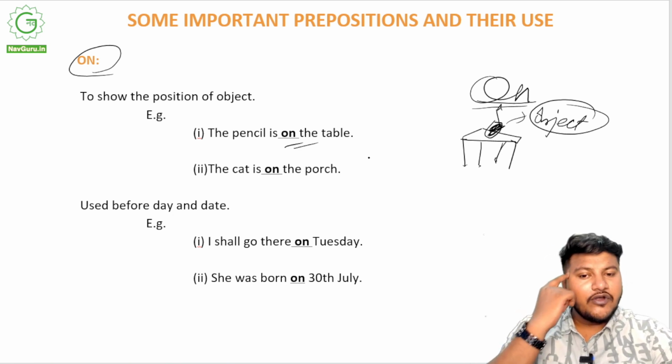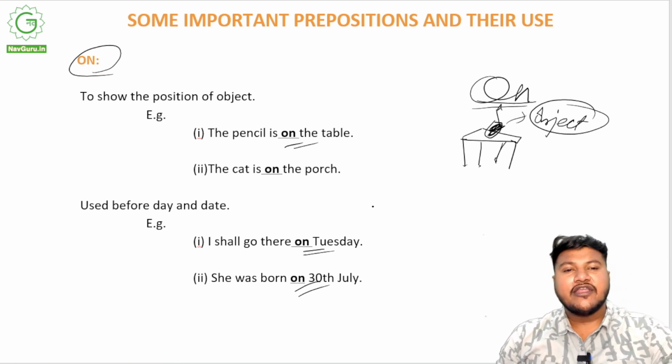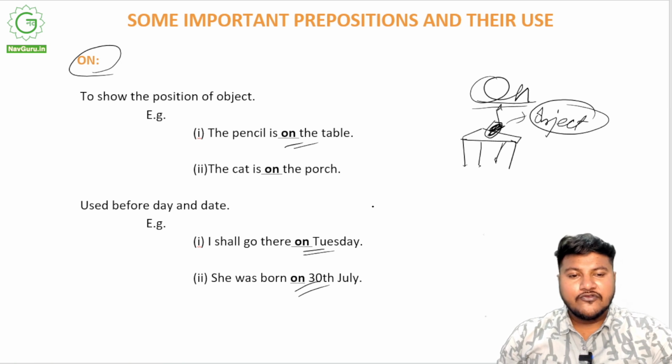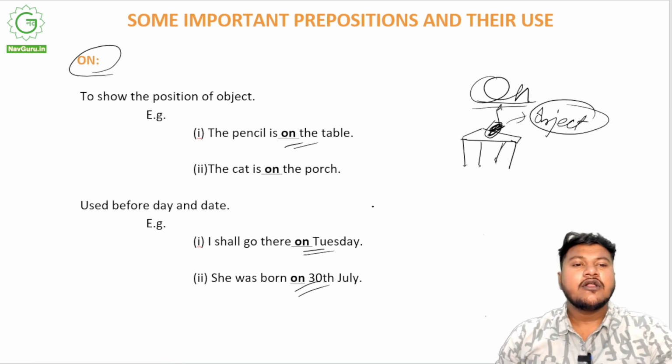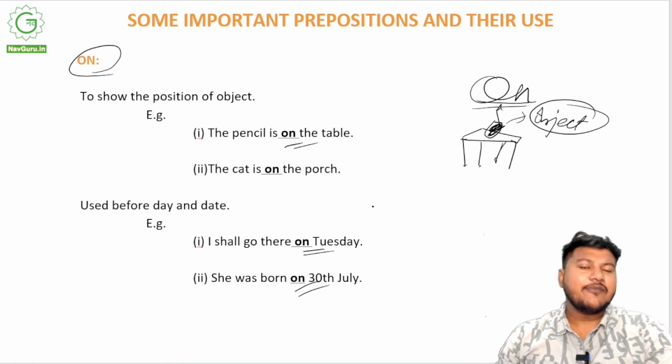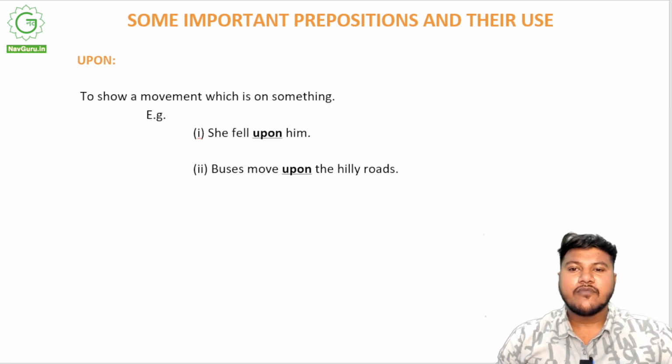It's also used before day and date, specific days and specific dates. I shall go there on Tuesday. She was born on 30th July. Children's Day is celebrated on 14th November, right? So if I'm talking about a particular day or a date, like I am on a vacation on Monday, I can use on with it.